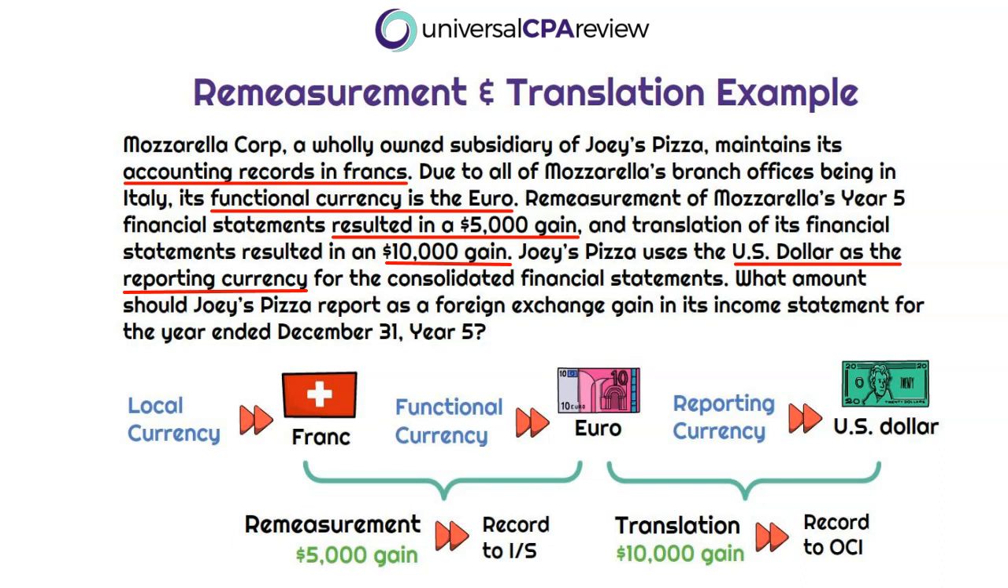So this is a great example. It's modeled off of several AICPA released multiple choice questions that focus conceptually on whether you can understand the difference between the local currency, the functional currency, and the reporting currency, and how to treat any remeasurement or translation gains and losses. We didn't really have to do any calculations here, because those are pretty hard. So focus on this example, remember Mozzarella Corp and Joey's Pizza, and you'll be sitting there on exam day going, I got this.